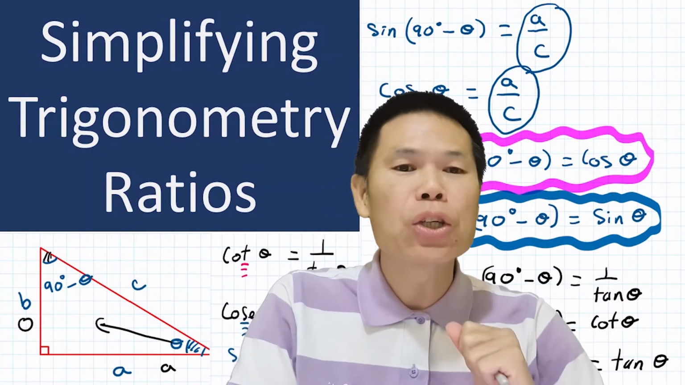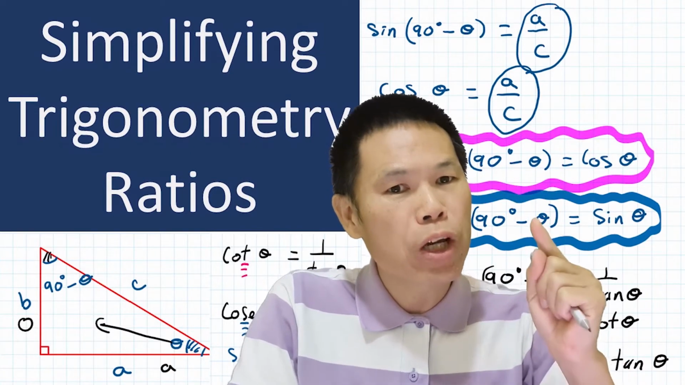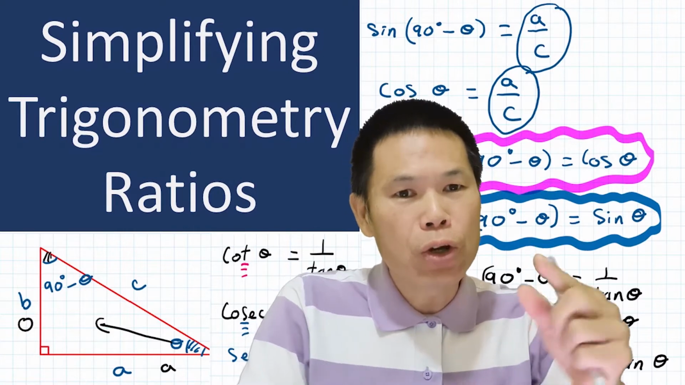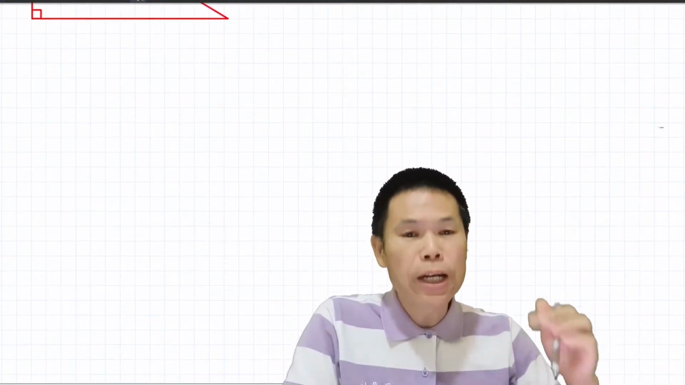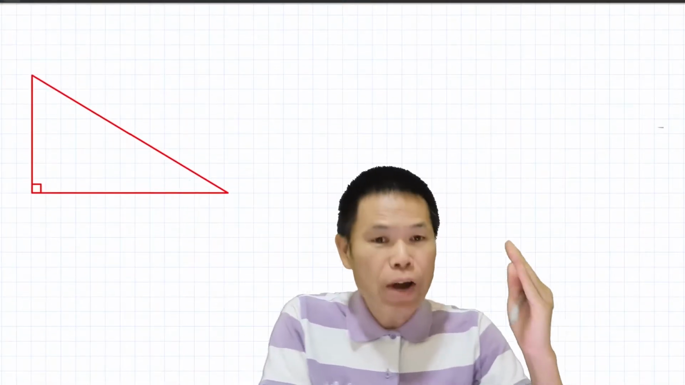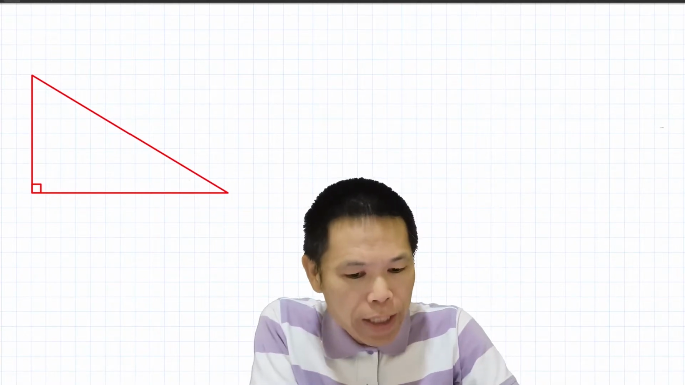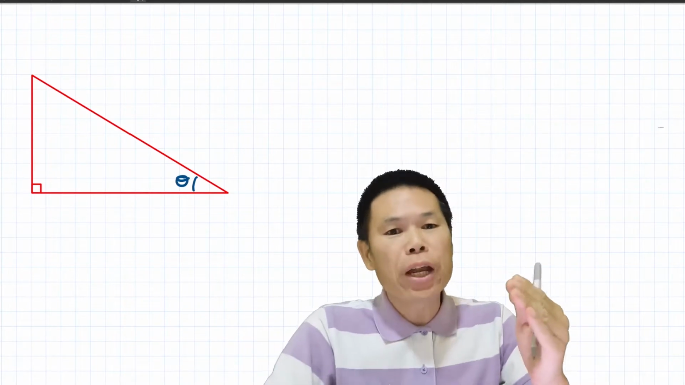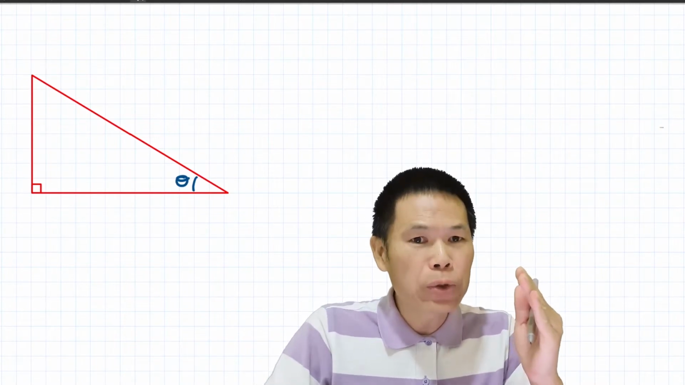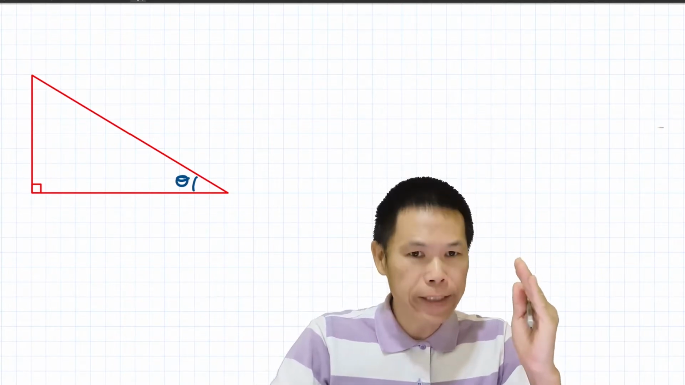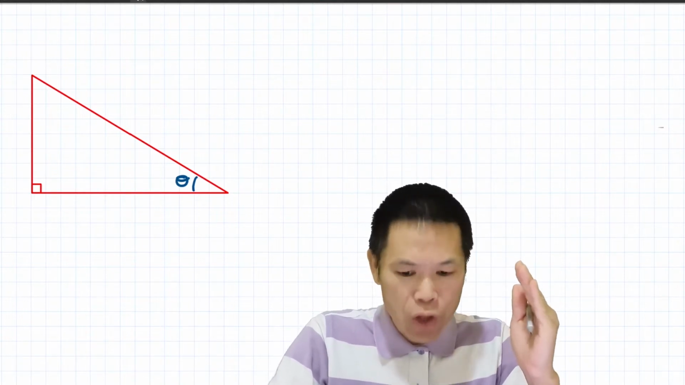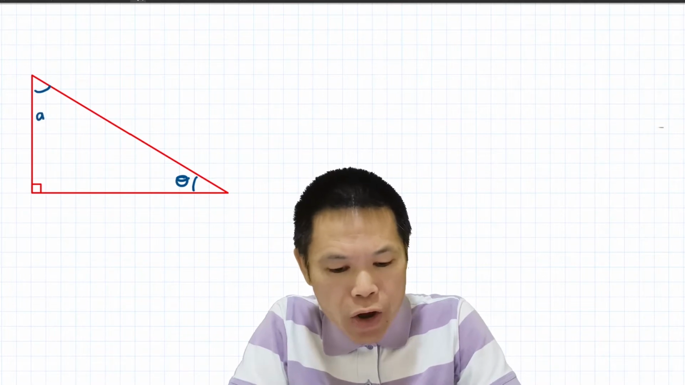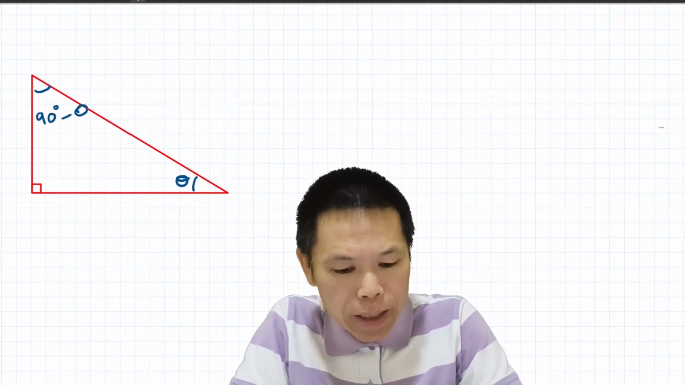In this lesson I'm going to teach you how to simplify trigonometry functions involving complementary angles. So let's go straight into it. Let's say we have a right angle triangle. Let's name this angle theta. Now we know that in a triangle, all the angles add up to 180 degrees, and we already have 90 degrees. So therefore, this angle here is 90 minus theta.